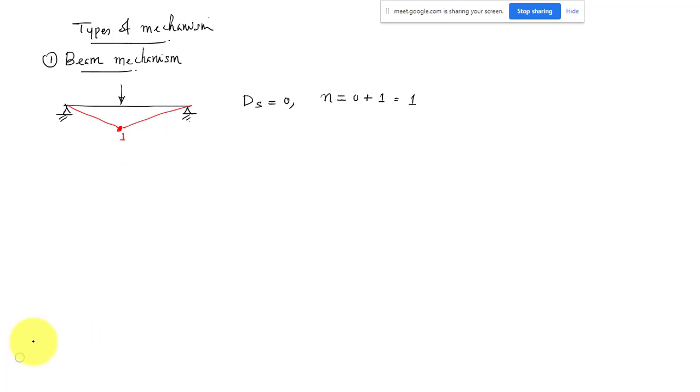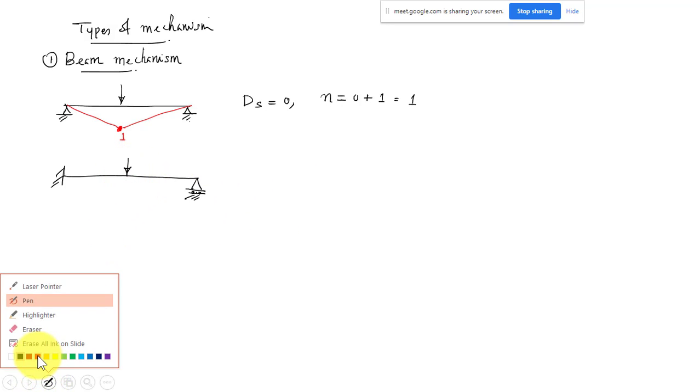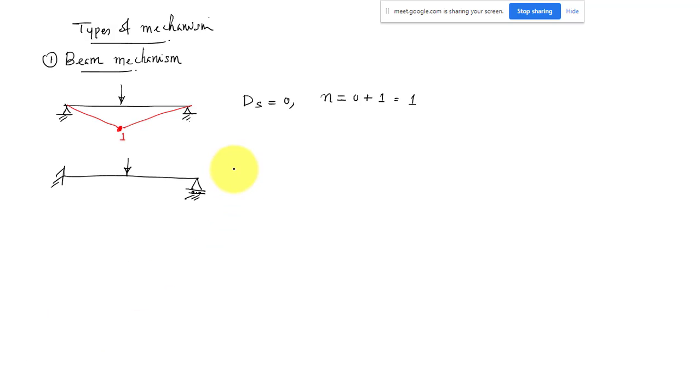Next, let us take a propped cantilever beam. One end is fixed and the other is pinned, simply supported, and we have some load. In this case the static indeterminacy is 1, so the number of plastic hinges is 1 plus 1, equal to 2. So 2 plastic hinges will be formed, one at the fixed joint and one below the load point. So this is the collapse mechanism, with 2 plastic hinges.